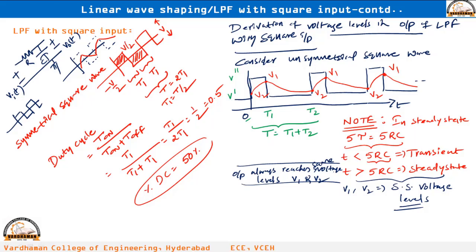Because we are working in the steady state, the output always rises to V1 and falls to V2, that is compulsory. But what is happening to the output voltage levels when it is in the transient period? The output voltage levels are different in the transient period.